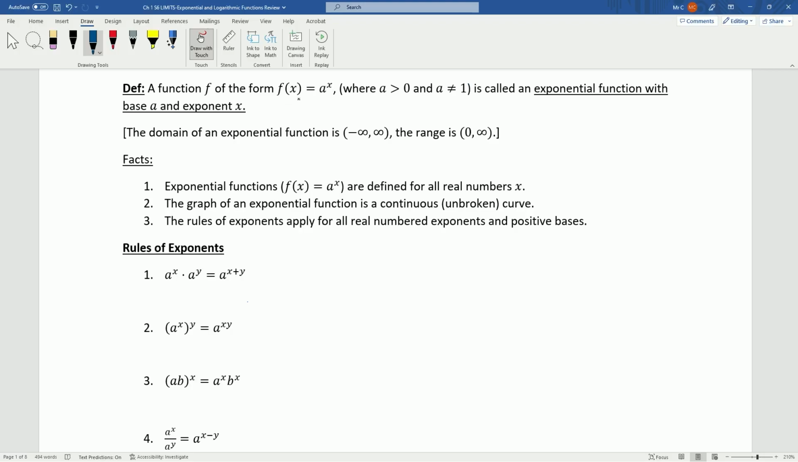But assuming that a is a positive number, other than 1, then the domain of this exponential function will be negative infinity to infinity because it will be defined for any exponent you can plug in. And the output, as we'll see, will be between 0 and infinity. So strictly positive outputs for this basic exponential function.